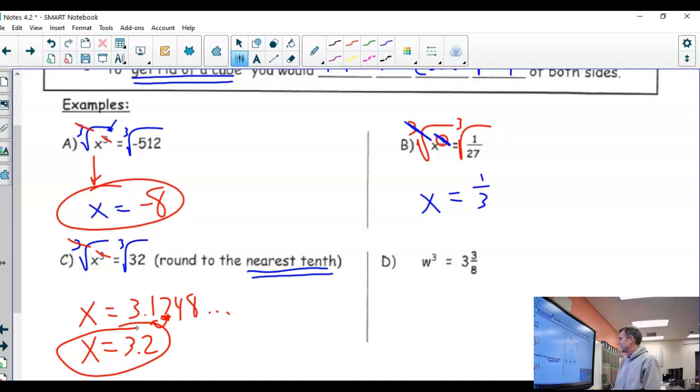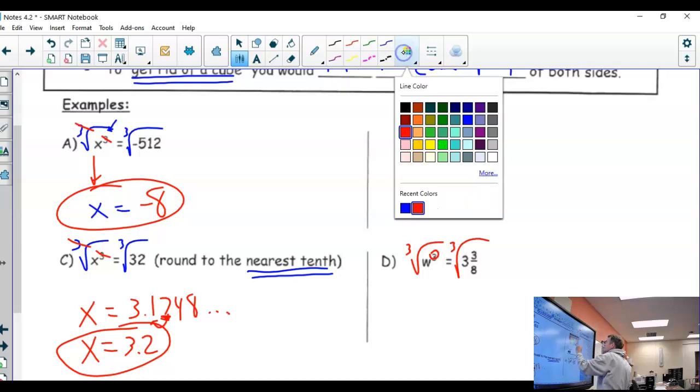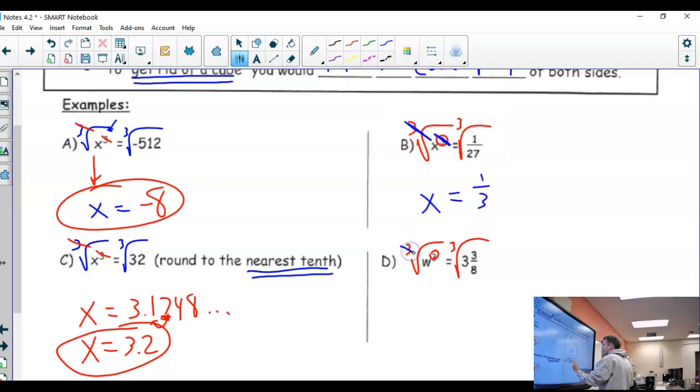And this brings me to the last one. I want to see if you could do a mixed number on your calculator. So we're going to try it. Same deal. I want to get rid of the cube, so I need to take the cube root of both sides. And that cancels out that. And the w is by itself.